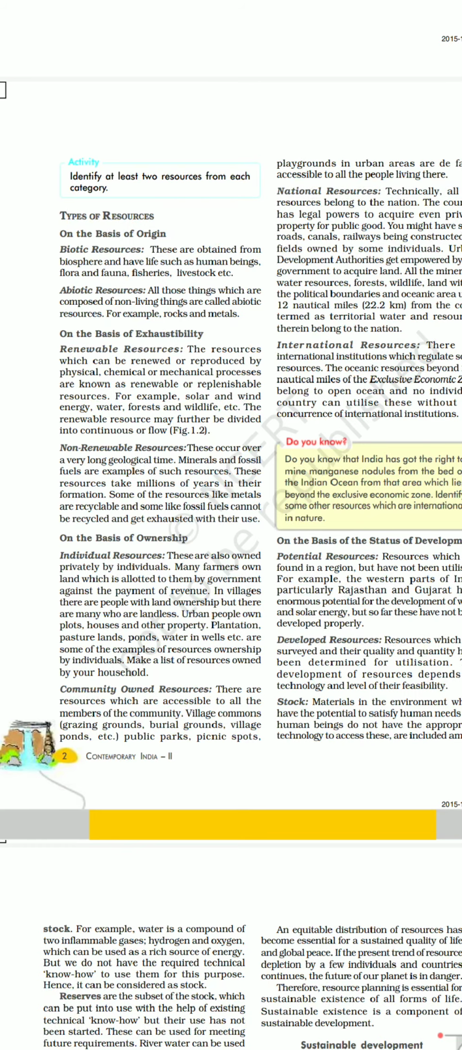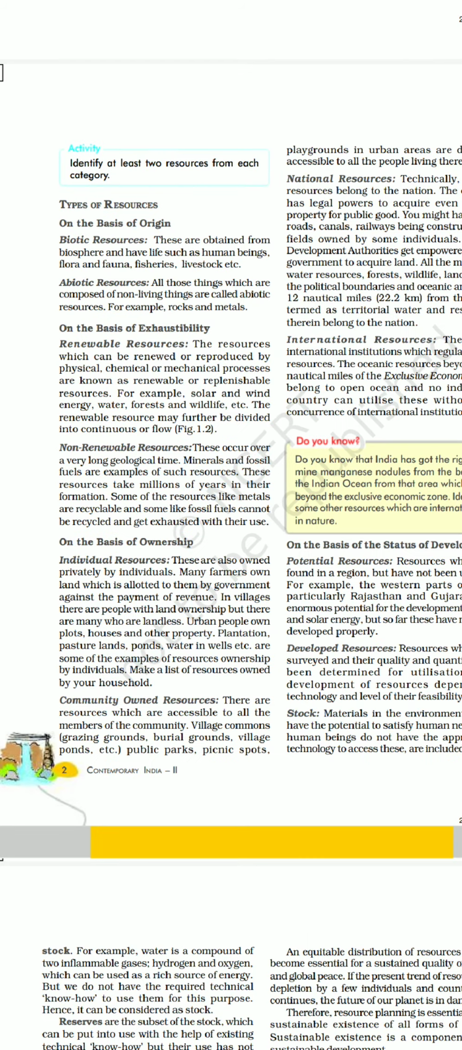The next is abiotic resources. Abiotic resources means the things which are obtained from non-living things. Examples: rocks, minerals, soil, land and so on. Let's move on to the next classification.